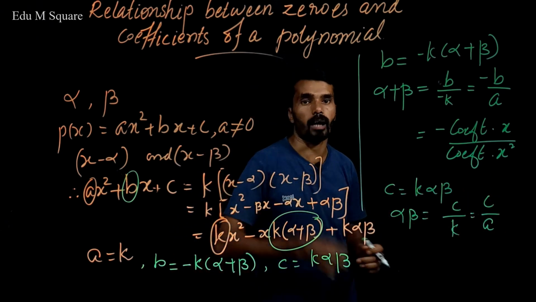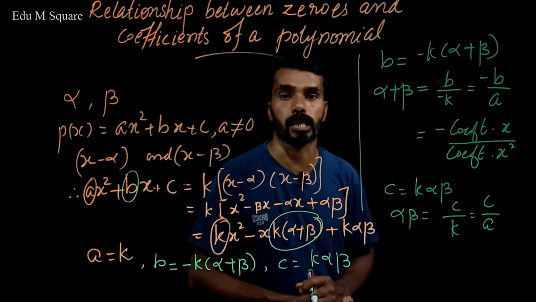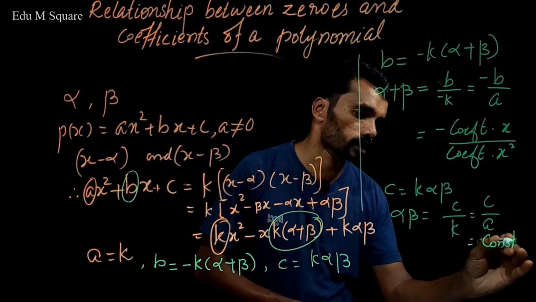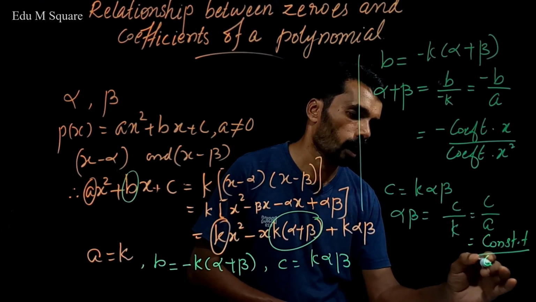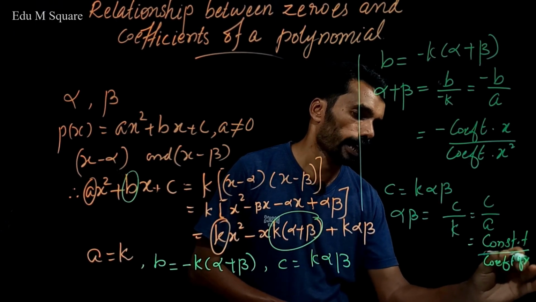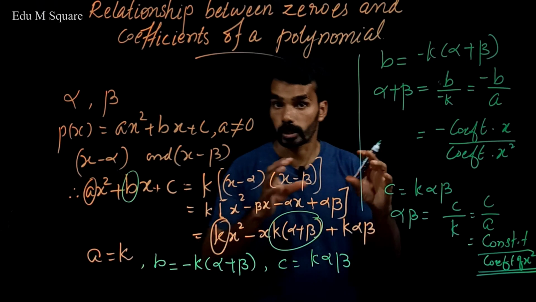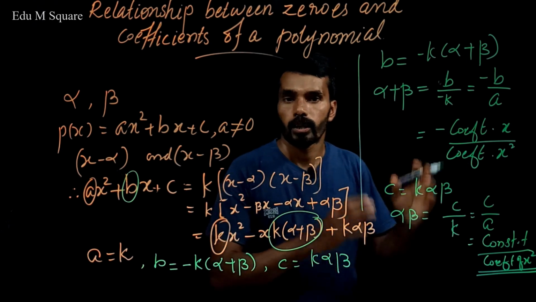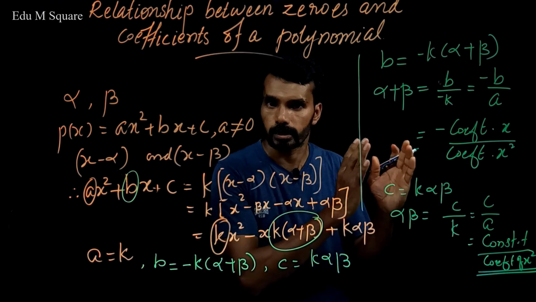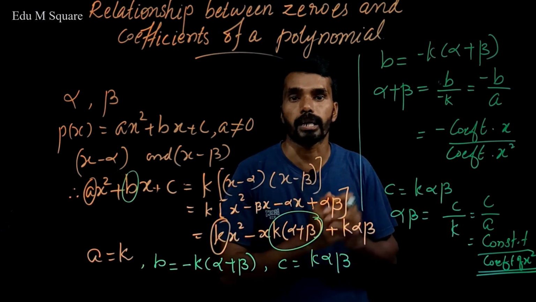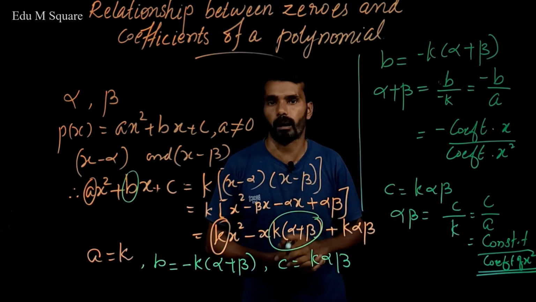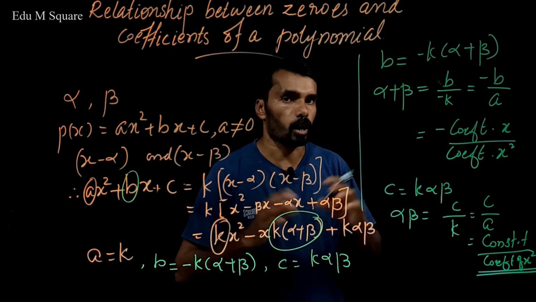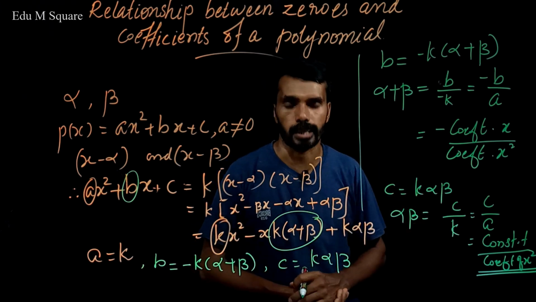What is c? Here the constant term. And a is the coefficient of x square. So this is equal to the constant term divided by the coefficient of x square. So this is the relation between the zeros and the coefficients of a quadratic polynomial. That is, the sum of the zeros is equal to minus the coefficient of x divided by the coefficient of x square, and the product of the zeros is equal to the constant term divided by the coefficient of x square.